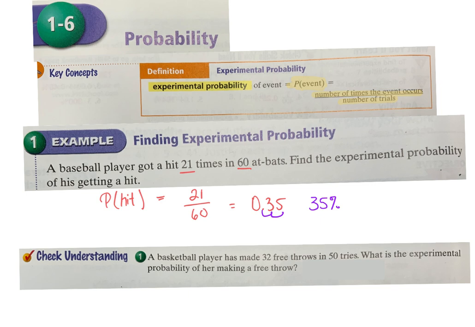So do check understanding number 1 there. And they do want it in percentage. So let's put it in percentage. We have 32 free throws out of 50 tries for this one. What is the experimental probability of her making a free throw? So you should have put 32 over 50 here. When you divide it, you would have gotten 0.64, and your percentage then would have been 64%.